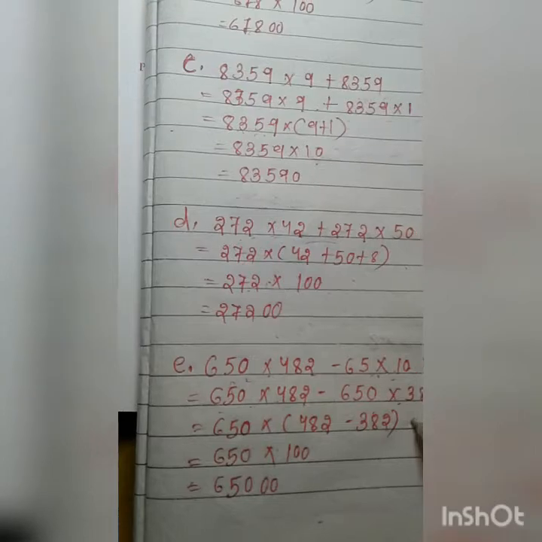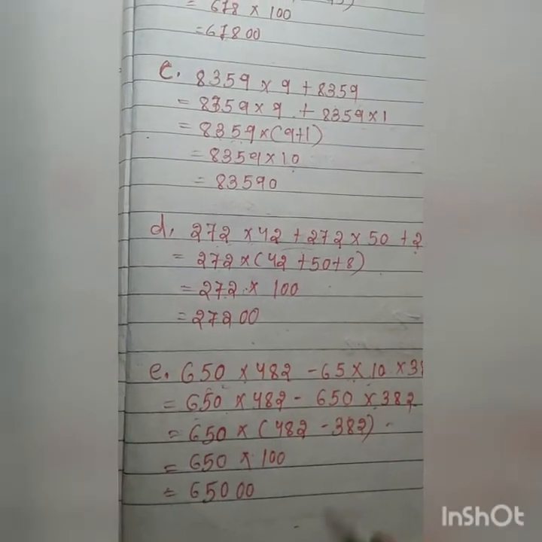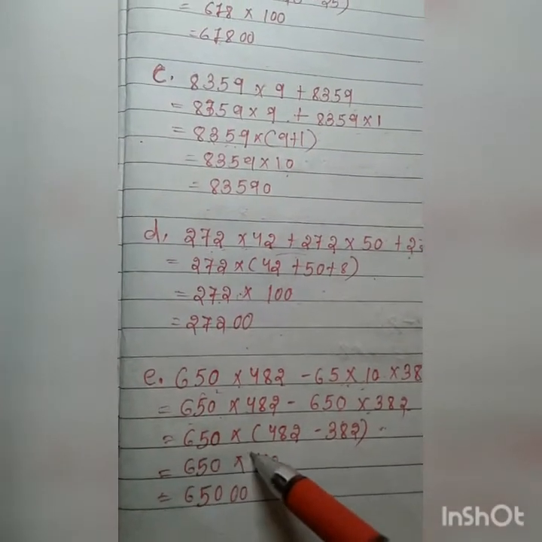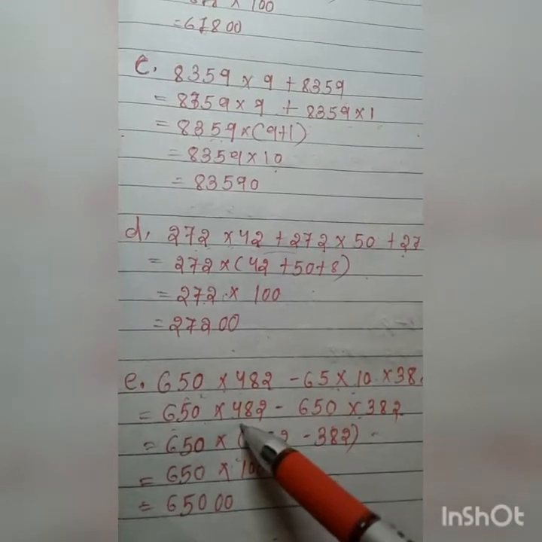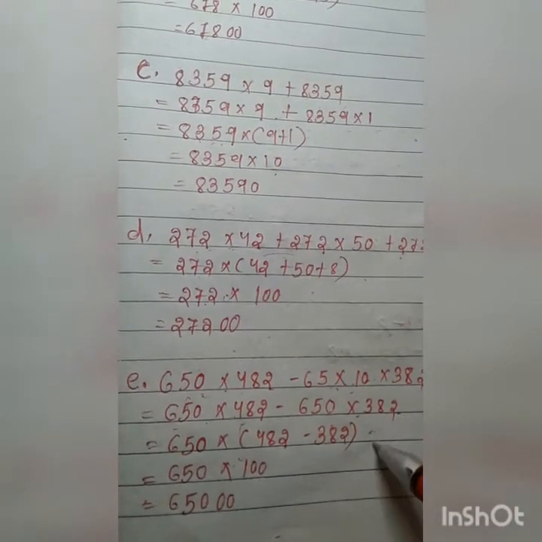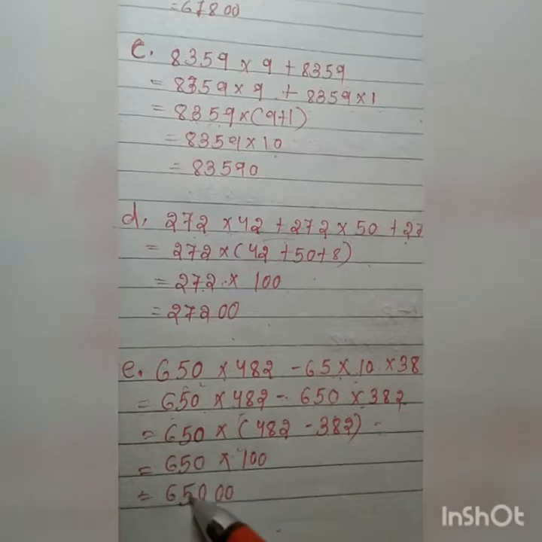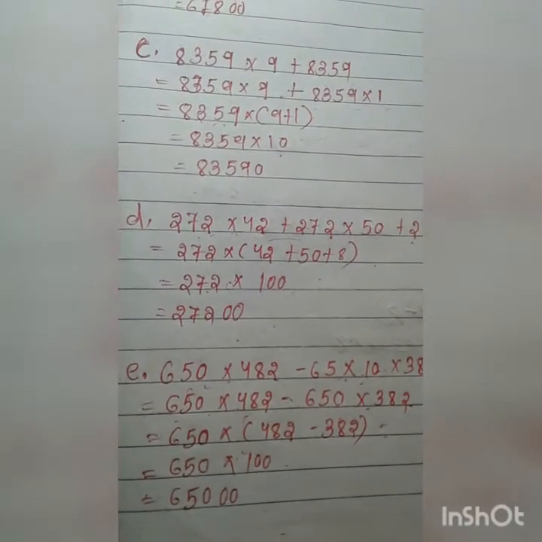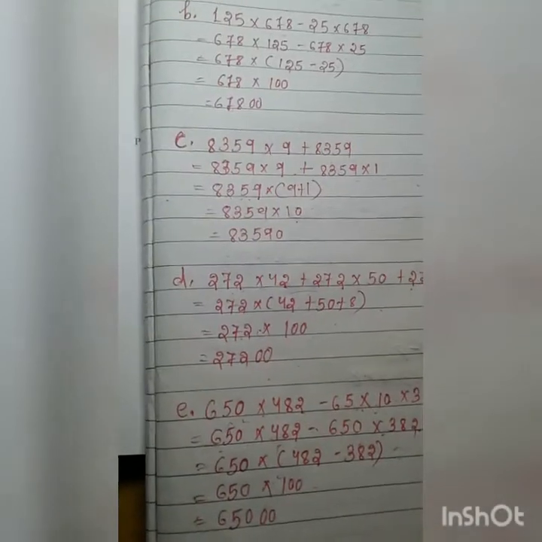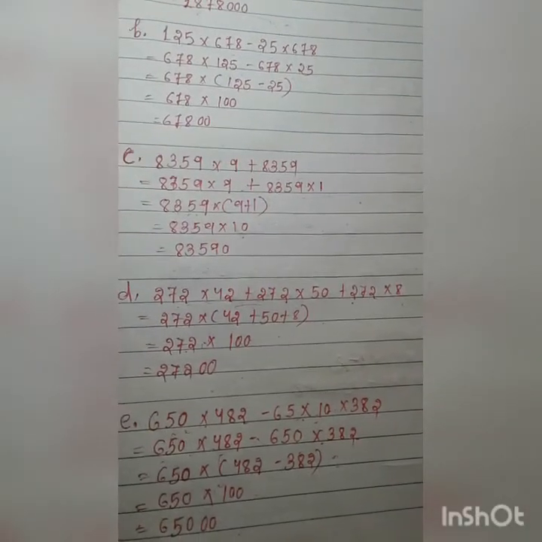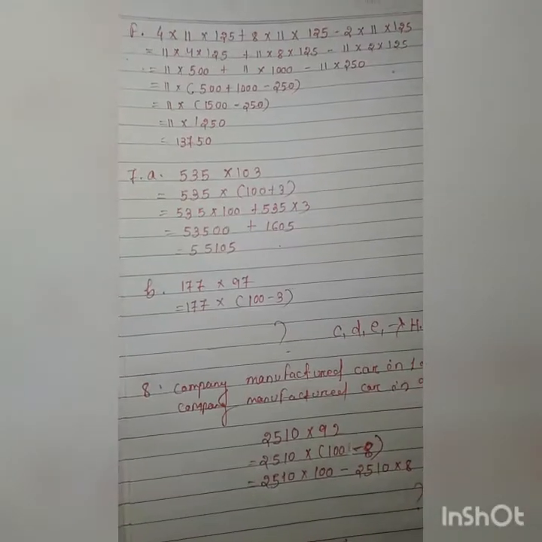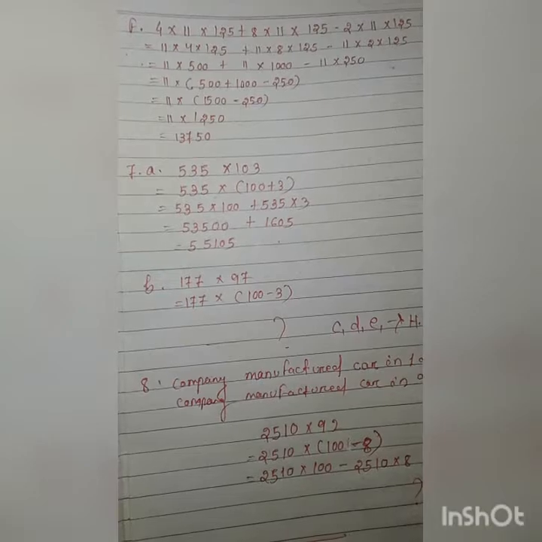Then you apply distributive properties. 650 multiply 482 minus 382, because here minus symbol is there. Then the result is 100. Then you multiply. So clear A, B, C, D, E, children. Then comes to F number.